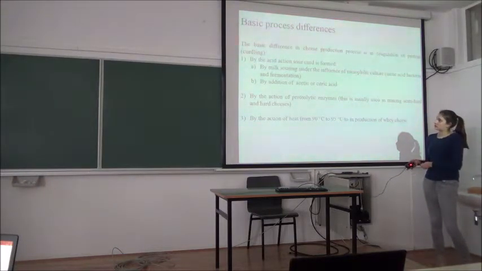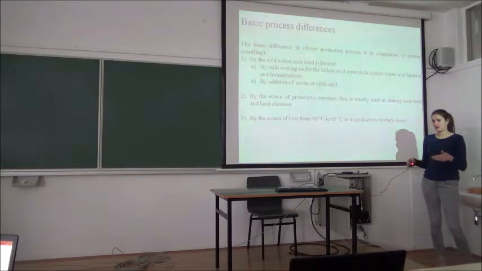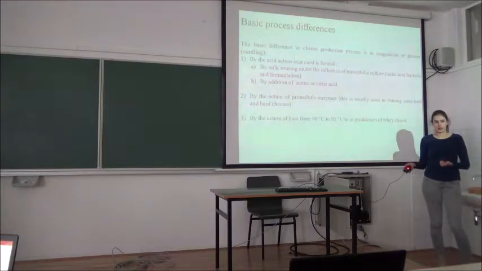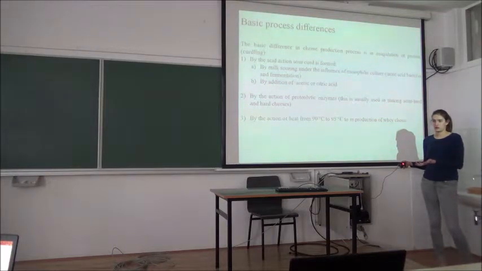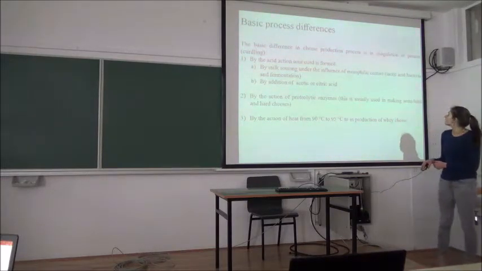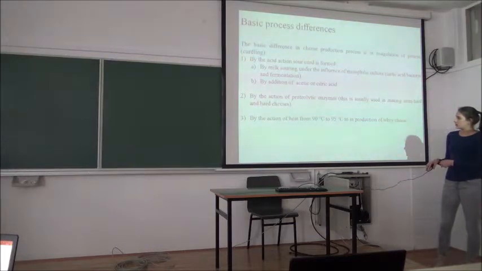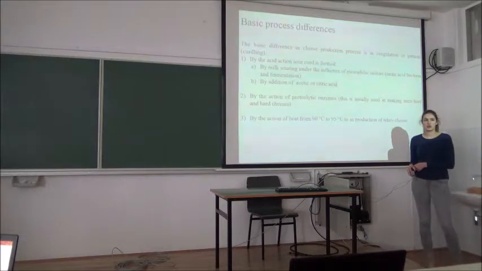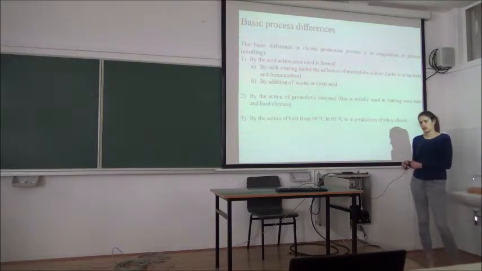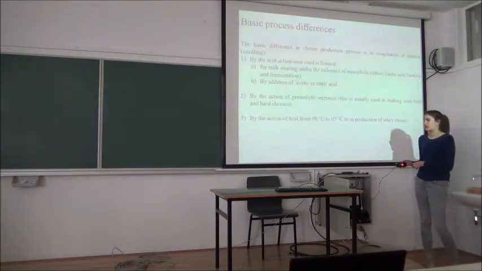The basic process differences are the way in which proteins coagulate, so it can happen 3 ways. First one is by adding acid. We can either add acetic or citric acid or yogurt or something with mesophilic cultures which have lactic acid bacteria. The second way is by action of proteolytic enzymes, but this way is usually used when making semi-hard or hard cheeses. And the third way is by increasing the heat.